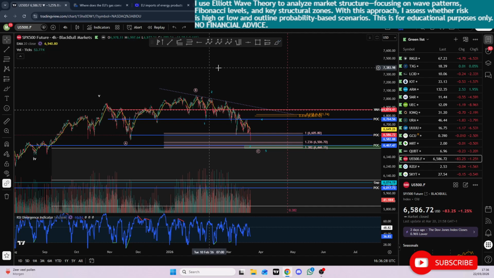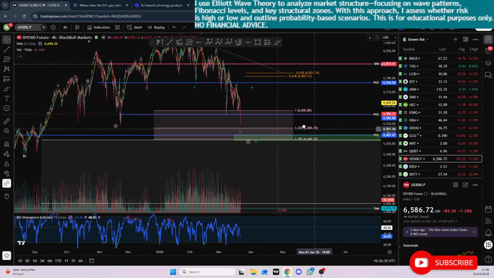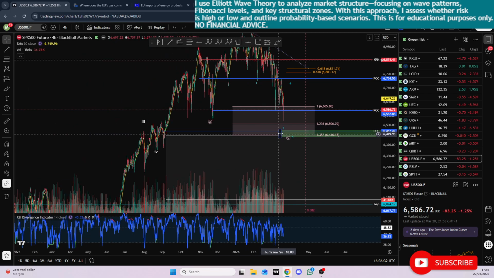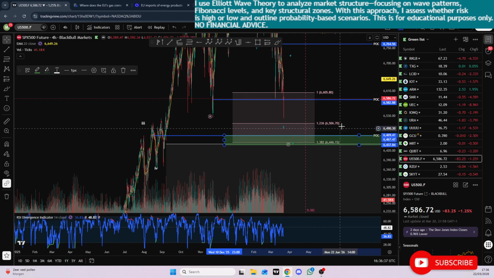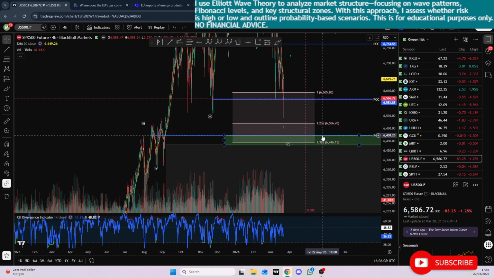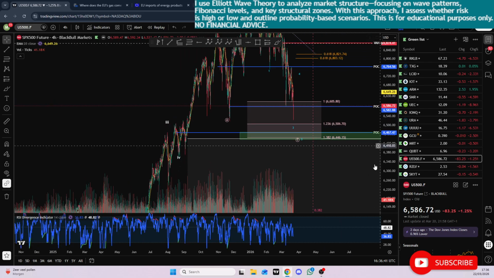If we do, ultimately, our next box here, also on this chart, we have more confluence here with different levels, is here at around 6,400 to 6,500, okay? US dollars.